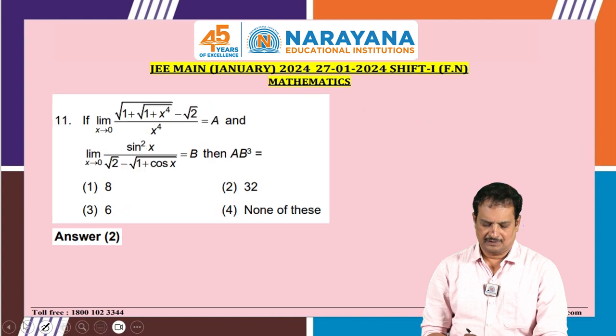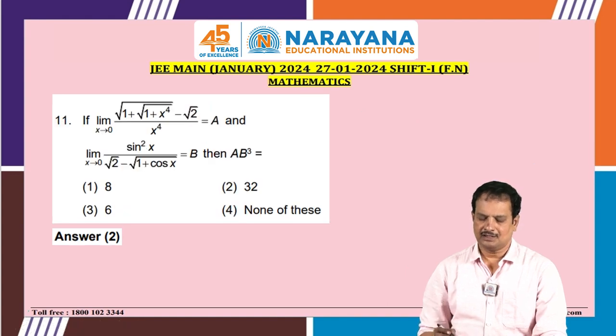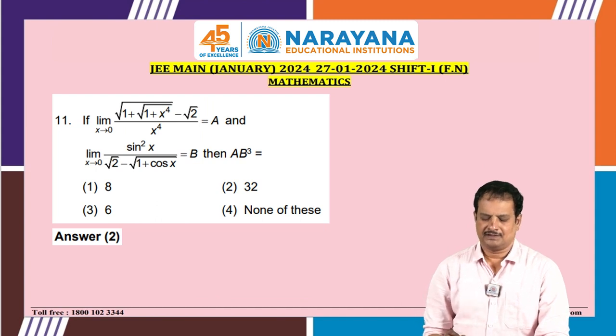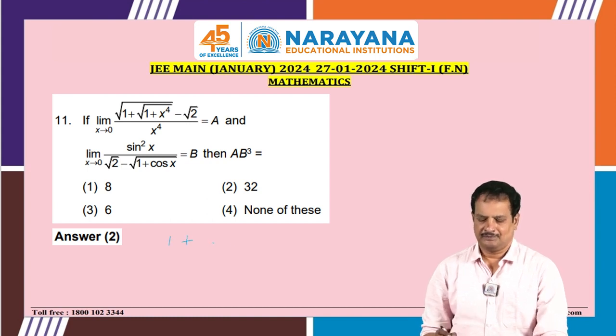Now let's go for the next question. Here is one more limit problem. Even this is easy, so you can observe this. First one, what is the capital A there? Root over 1 plus x power 4 minus root 2 by x power 4. It is actually 0 by 0 form, so we can apply even L'Hospital's rule. You can clearly see that it is 0 by 0 form. Otherwise, simply rationalize this one.